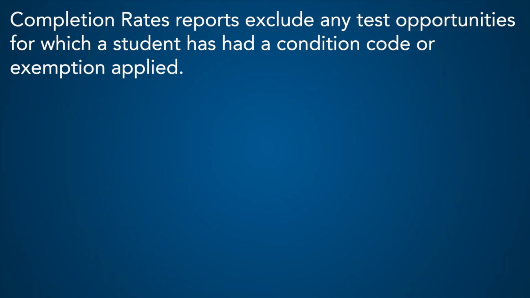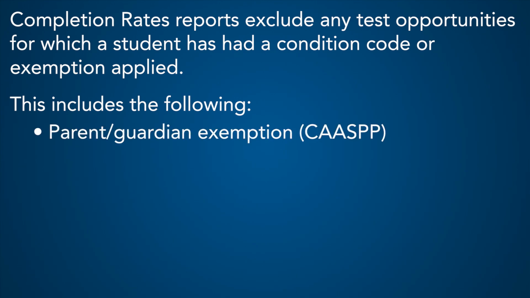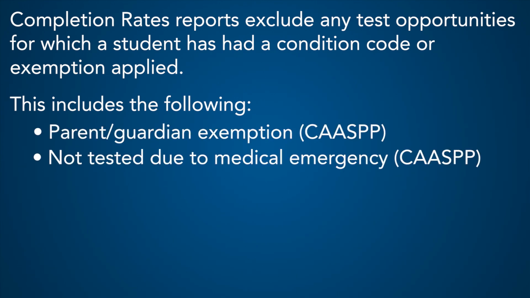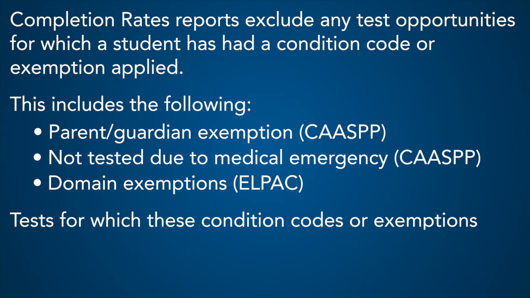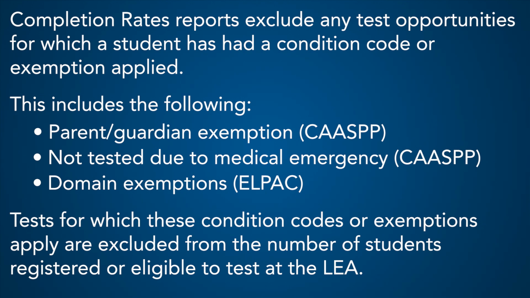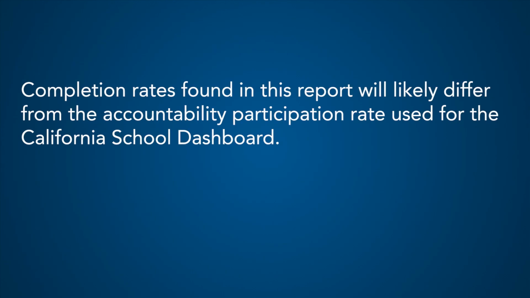Completion rates reports exclude any test opportunities for which a student has had a condition code or exemption applied. This includes parent-guardian exemption, and not tested due to medical emergency condition codes, which apply to CAASPP tests, and domain exemptions, which apply to the summative ELPAC and initial ELPAC tests. Tests for which these condition codes or exemptions apply are excluded from the number of students registered or eligible to test at the LEA. Please note that the completion rates found in this report will likely differ from the accountability participation rate used for the California School Dashboard.